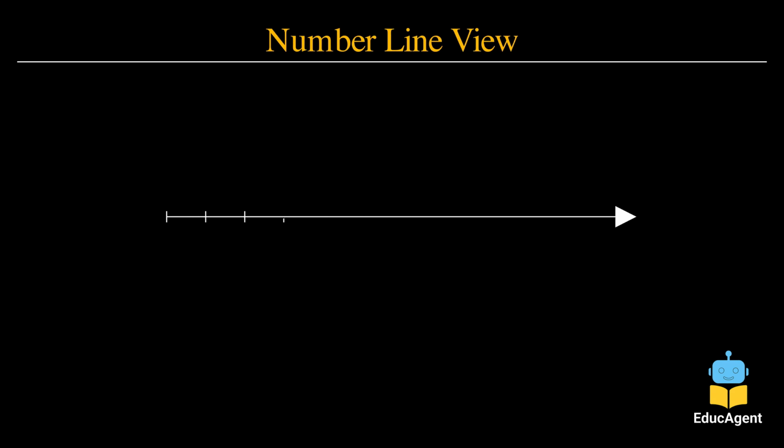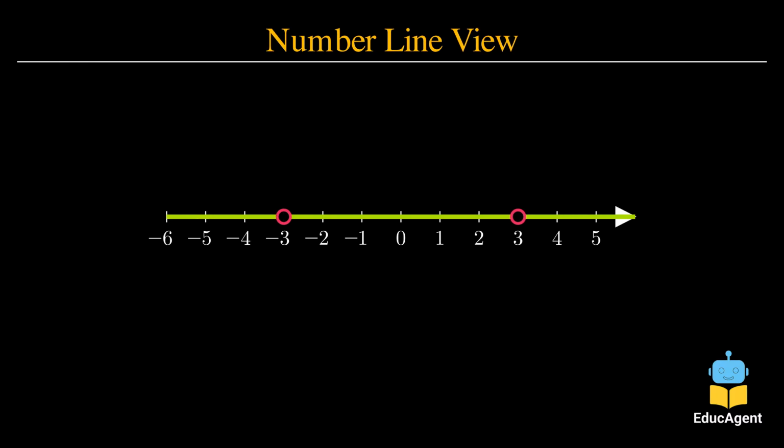So the function is defined everywhere on the real number line except at x equals negative 3 and x equals 3. Those 2 points are holes in the domain because they make the denominator 0.